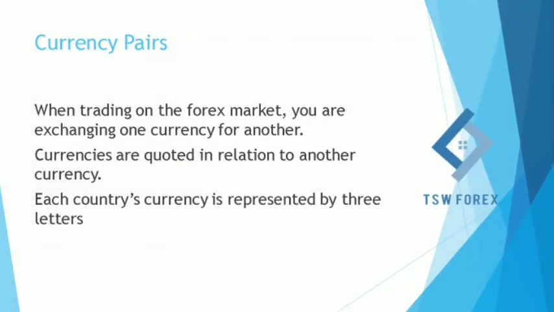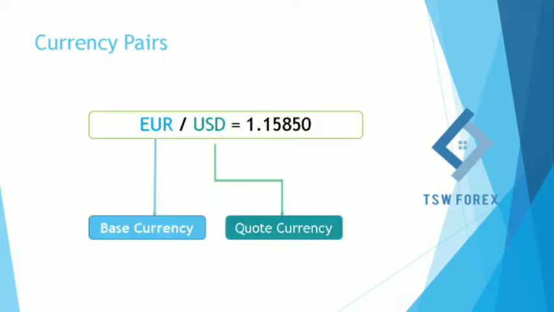Currency pairs. When trading on the Forex market, you are exchanging one currency for another. Currencies are quoted in relation to another currency. Each country's currency is represented by 3 letters. So this is a currency pair, and as you can see, you have euro versus the US dollar, and that would give you a price of 1.15850, and this is just an example.